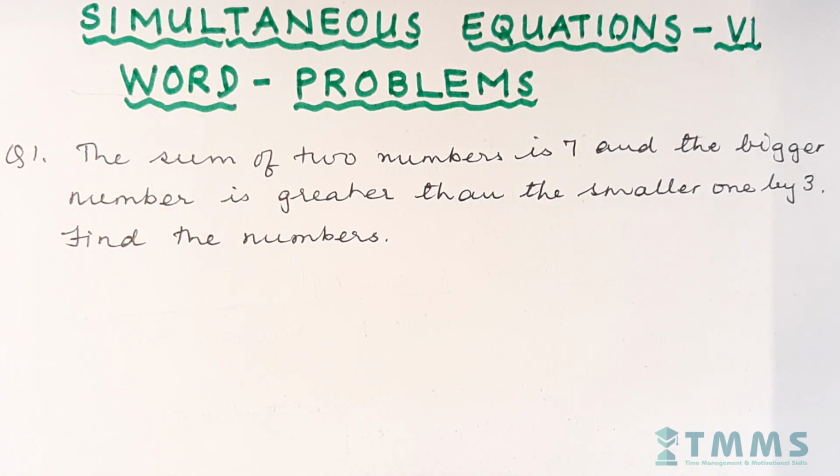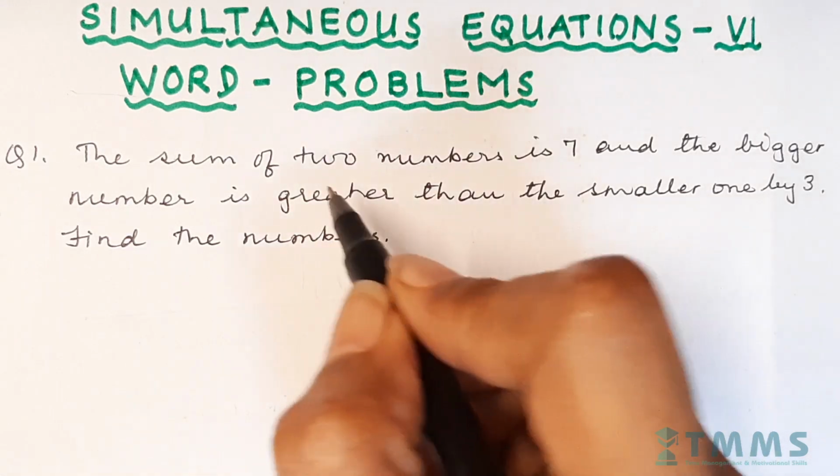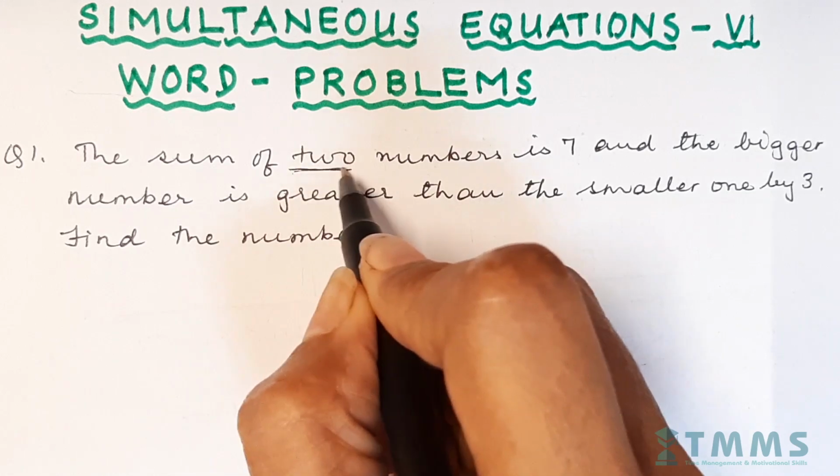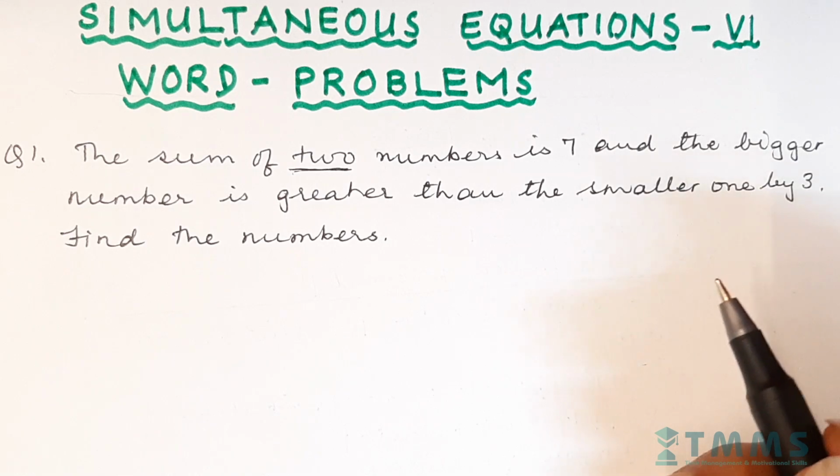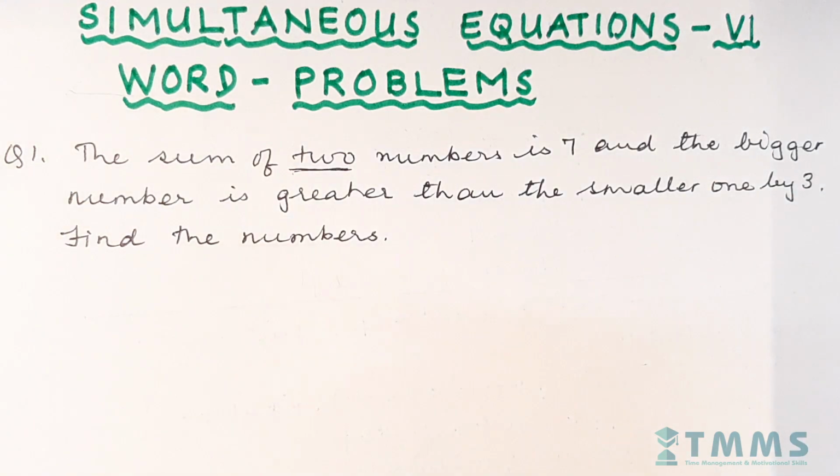So let us look at the question. The sum of two numbers is 7 and the bigger number is greater than the smaller one by 3. Find the numbers. Now, as you can see, there are two numbers, and so there will be two variables. We'll call them x and y. You can call them a and b, whatever.